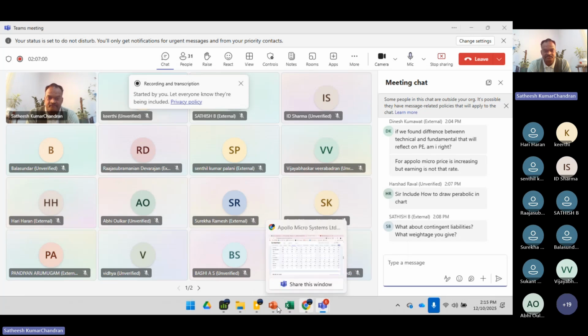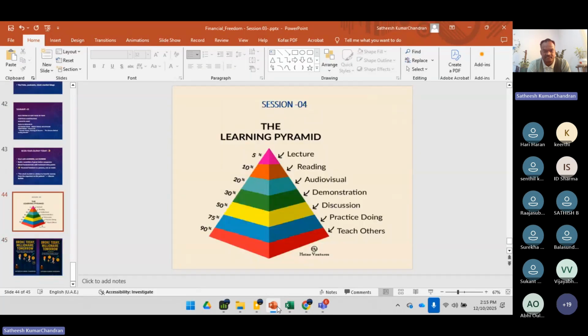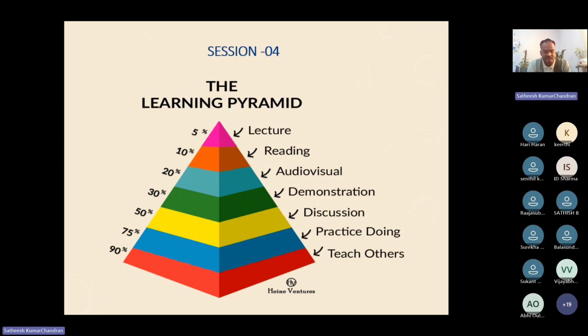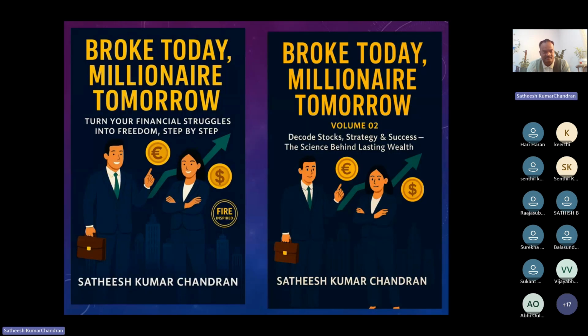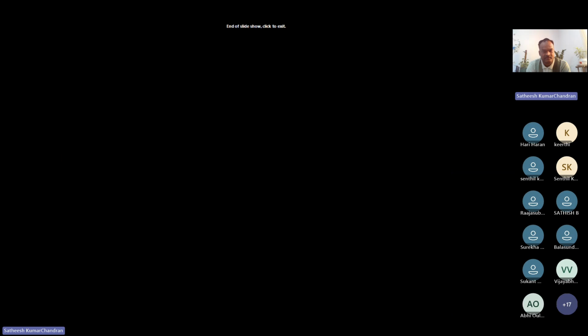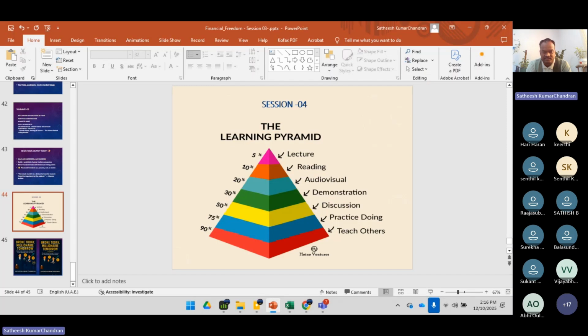Okay, I think we can finish the session. About the next session, session 4, if we are conducting it, it will follow this learning pyramid. More discussions, more demonstrations. The retention percentage increases: 5%, 10% only on reading, 20% on audio visual, 30% on demonstration, 50% on discussion, 75% on practicing while doing, and 90% on teaching others. This is the first book we have released, and the second book is also coming, volume 2. That's it. So this is the end of the session.